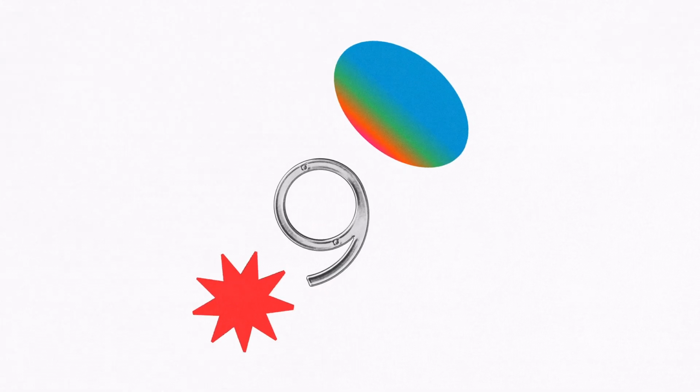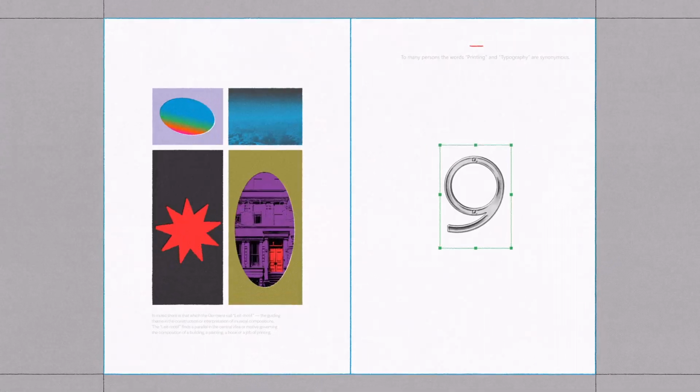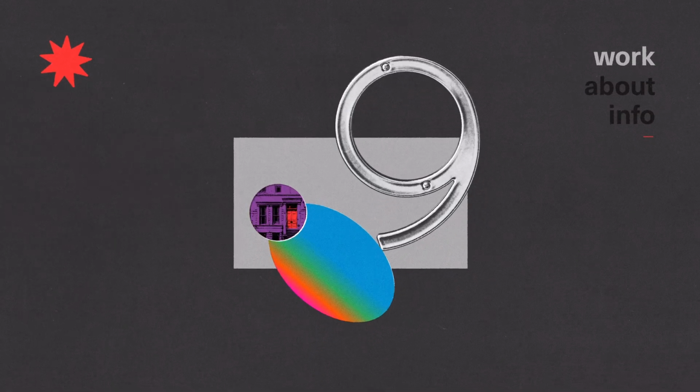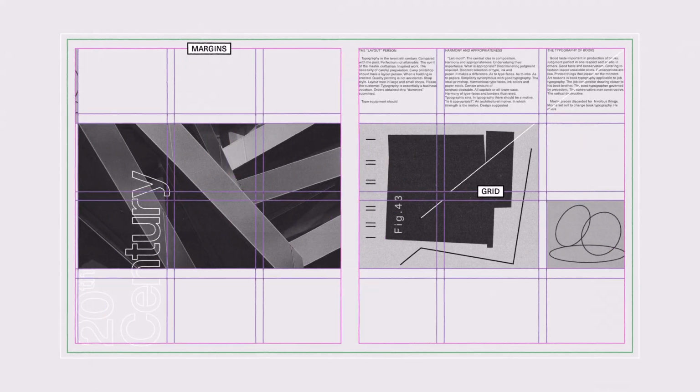So we look at spatial relationship of items and how they work with or against each other. We look at scale. Where does your eye go when you get to a page or a website or an Instagram post? What's the bleed? Is it infinite? Is it a defined space? What are your margins? What's your grid?